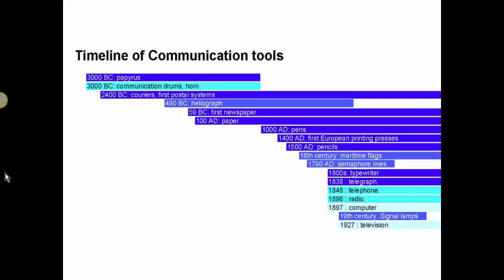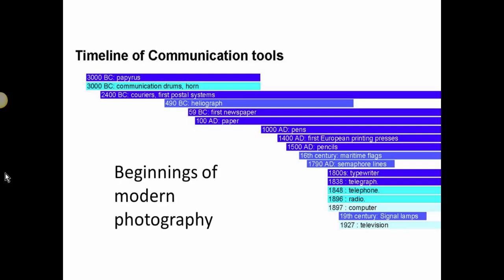If we look at a timeline of communications, we can see that photography comes to be right here in the first third or so of the 19th century.